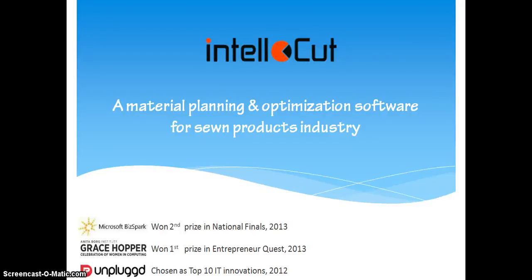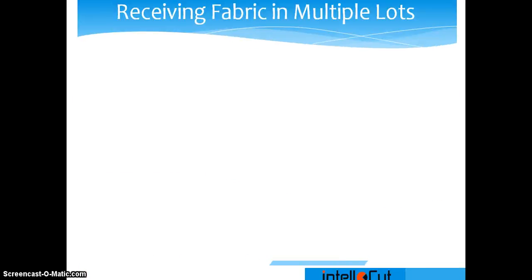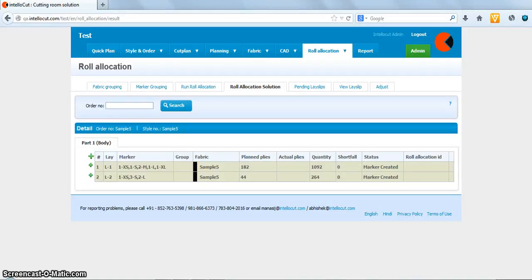Hello and welcome to the product demo of IntelliCut, a material planning and optimization software for the sewn products industry. Today we'll see how IntelliCut handles the lay plan when we receive fabric in multiple lots. So let's go to the software.